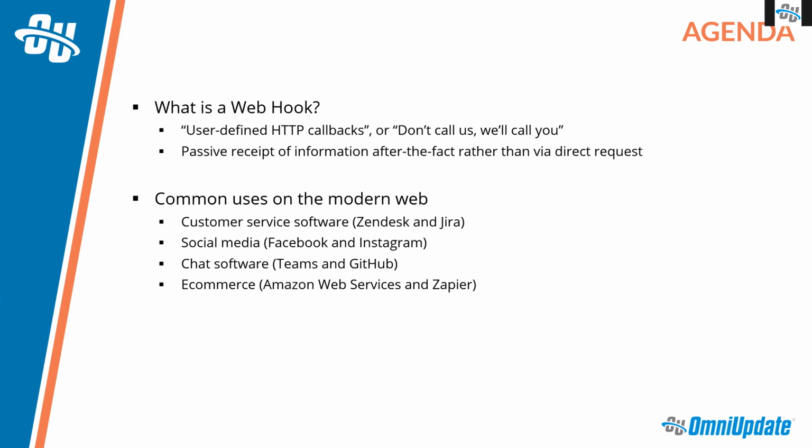Amazon Web Services. I won't go into this one too much, but AWS is capable of using webhooks to send out information when the status of a virtual server changes. It's also possible to trigger an AWS Lambda function from an external tool, such as the automation service Zapier.